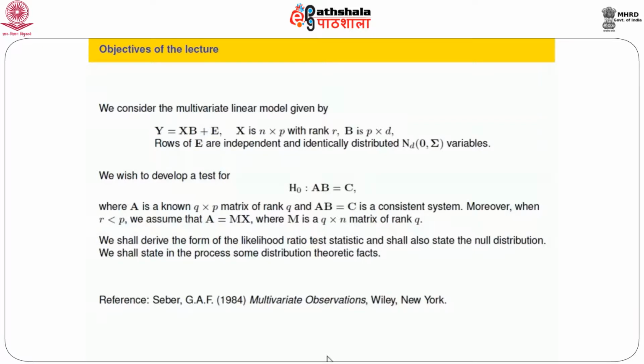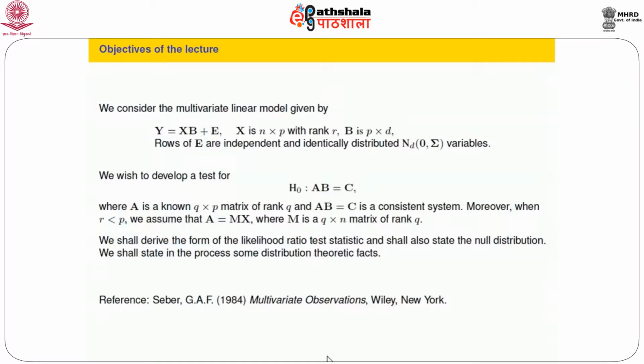Let's state the model again. This is Y is equal to XB plus E, and X is of size n cross p with rank R, and this includes both the regression scenario and also the standard ANOVA models when the X need not be of full column rank. B, the matrix of parameters, is of size p cross d. Rows of the matrix E are independent and identically distributed normal variables with mean 0 and dispersion matrix sigma. We have already discussed estimation of this B matrix, least square estimation without any restriction, and also under the restriction AB is equal to 0 initially and then AB is equal to C, when AB is equal to C is assumed to be a consistent system.